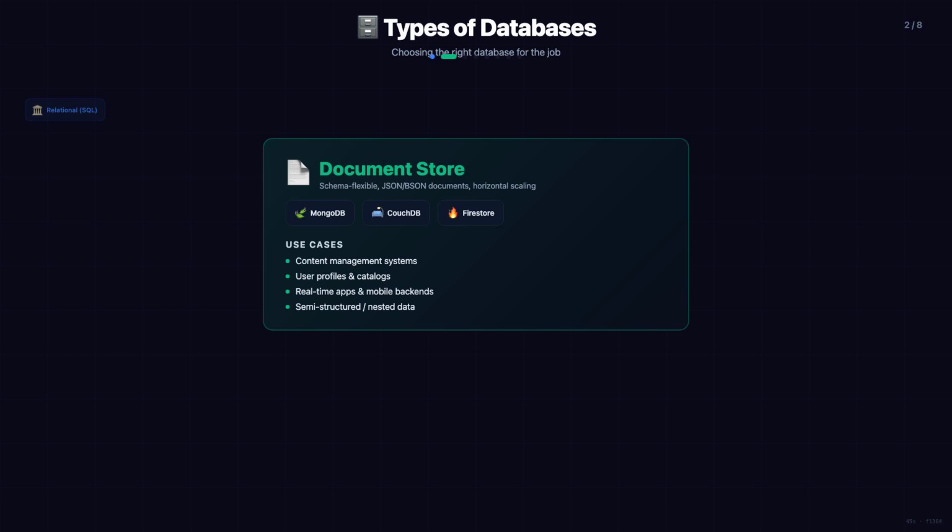Next, document databases like MongoDB, CouchDB, and Firestore. Instead of rigid tables, they store data as flexible JSON or BSON documents. This makes them ideal for content management systems, user profiles, and real-time applications where your data shape evolves frequently. They scale horizontally with ease, which is why they're the go-to for startups and mobile backends that need to iterate fast.